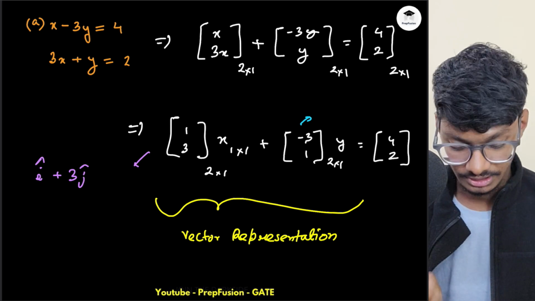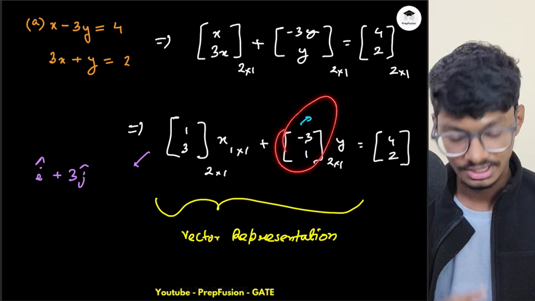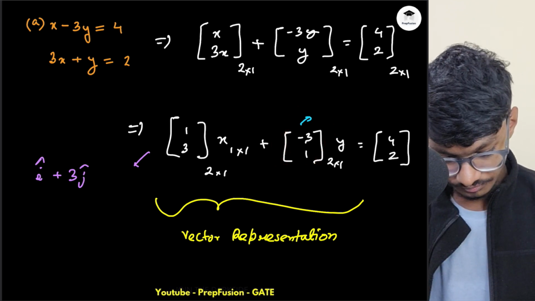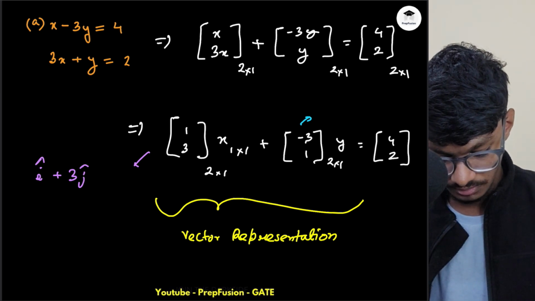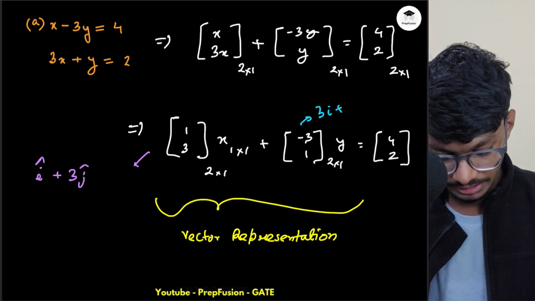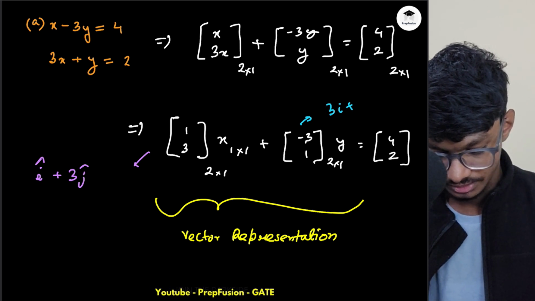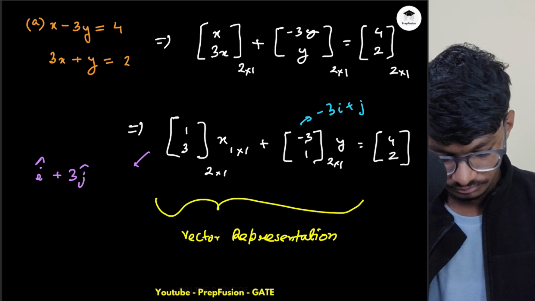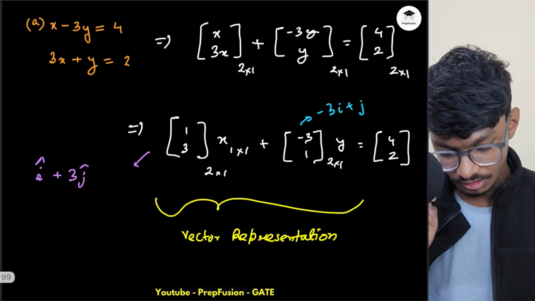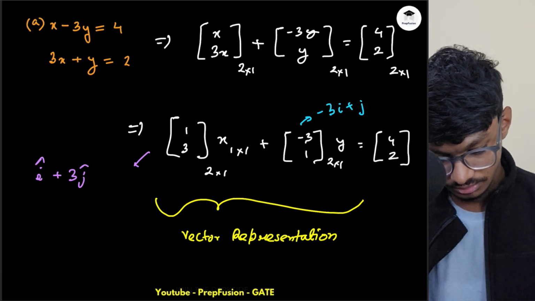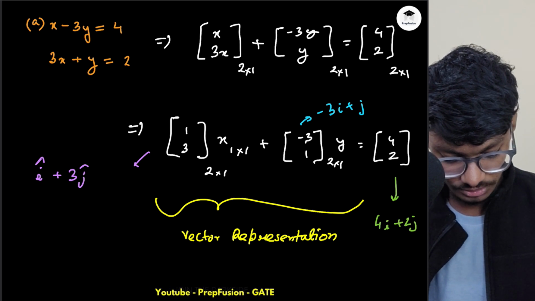So yeah, let's start where were we? We're talking about the vector representation of this. So this I can write like 3 I cap. Let me write in different color. 3 I cap minus 3 I cap plus 1 j cap. Okay, minus 3 I cap plus 1 j cap. Now this also we can write. This one also we can represent 4 I cap plus 2 j cap.